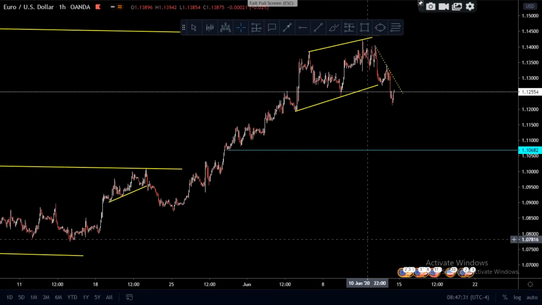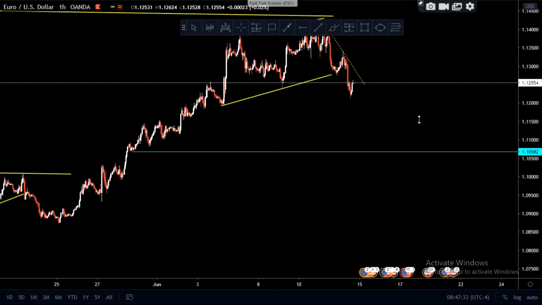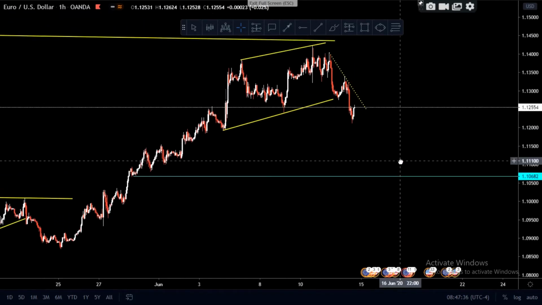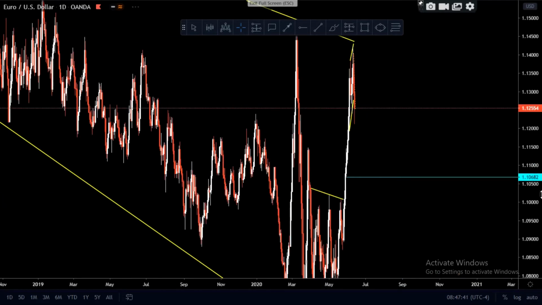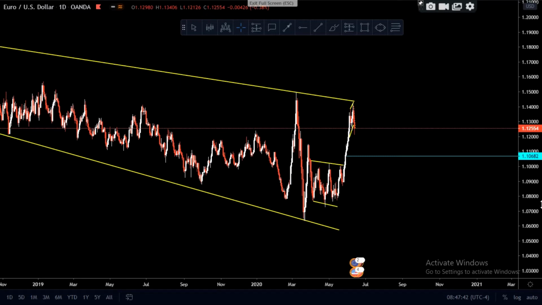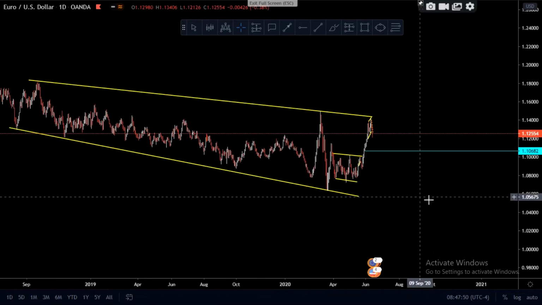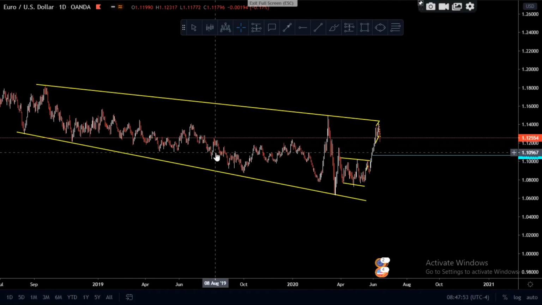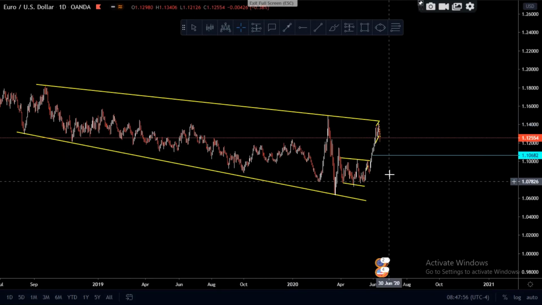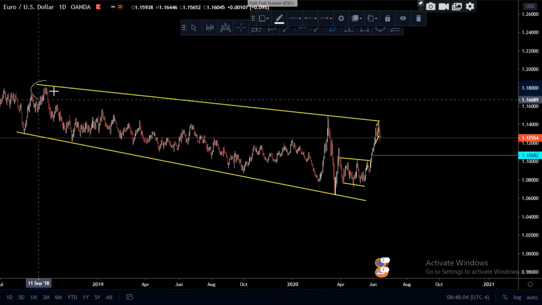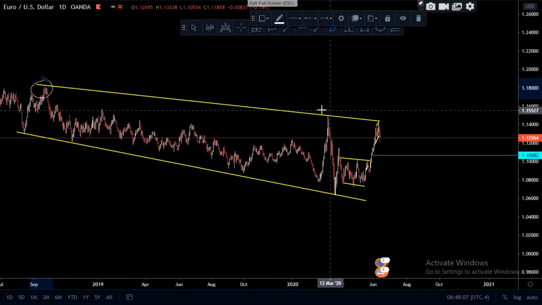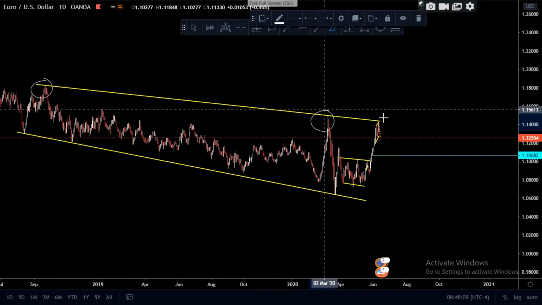So here our first pair, it's Euro USD. Now let's start on the daily time frame and show you guys my reasons why I'm looking for a short-term sell. As you can see, we have this bigger pattern, which is a falling wedge. But then this, I call this the diagonal resistance. Here is our first touch, our second touch, and there is our third touch.